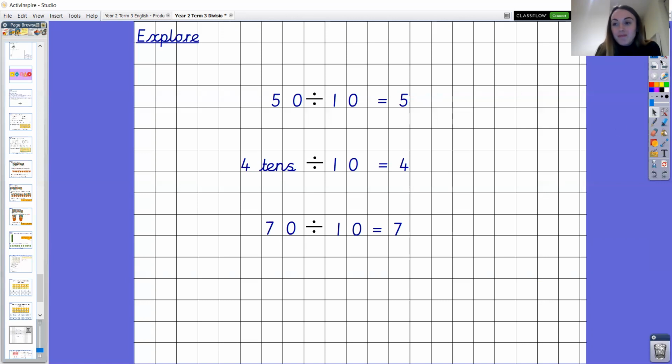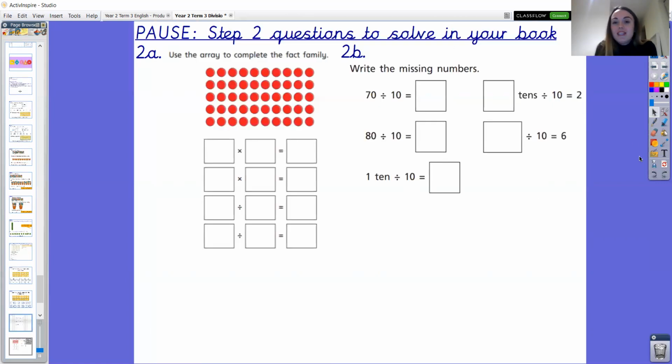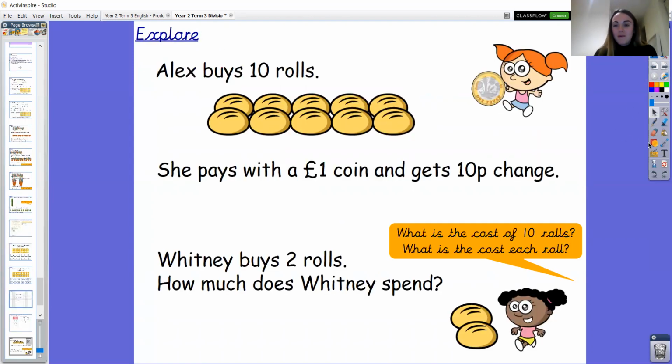Well done, Year 2. Okay, on your screen now, you can see the step 2 questions to solve in your book. So please pause the video here and have lots of fun. Well done, Year 2. Okay, we're going to explore step 3 together now.